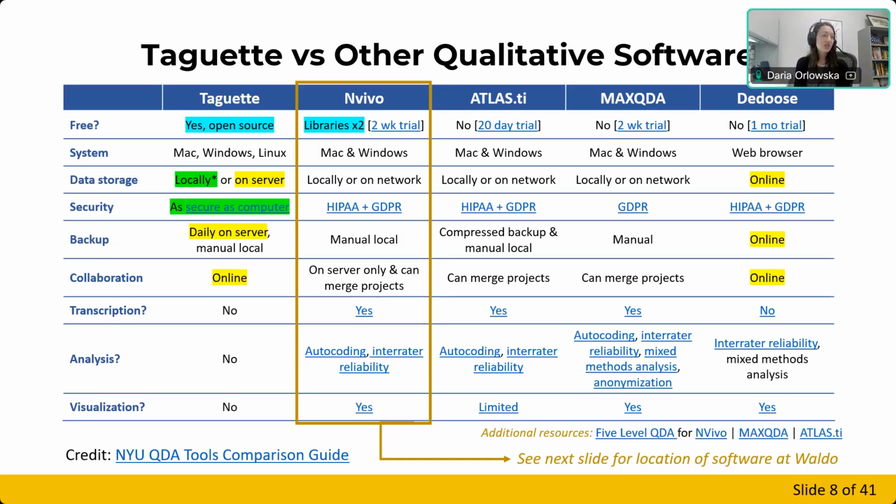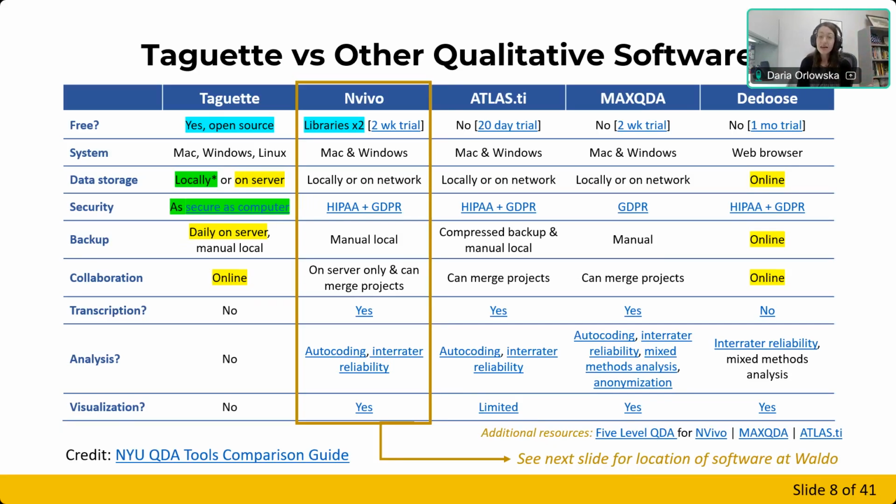TAGAT serves all the different systems, Mac, Windows, and Linux. You can store data locally or on a server. You can see that it's similar for some other pieces of software. The security is as secure as your computer for TAGAT, like we talked about, if you use it locally. If you're using it online, you will have to de-identify things first, whereas other software have more protections, either GDPR, which is the European protections, or HIPAA, which is working with sensitive patient information. Backup is only going to be done if you're on the server. Otherwise, you're going to have to do it manually. It varies for the other different software.